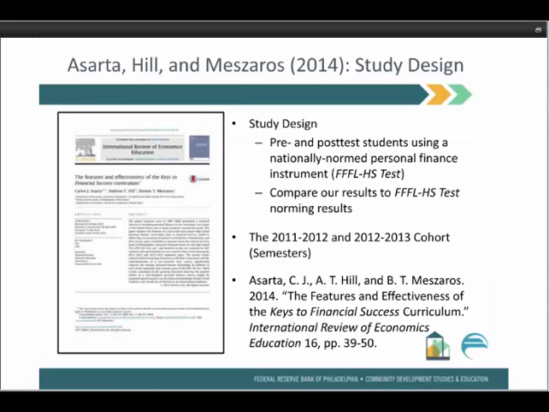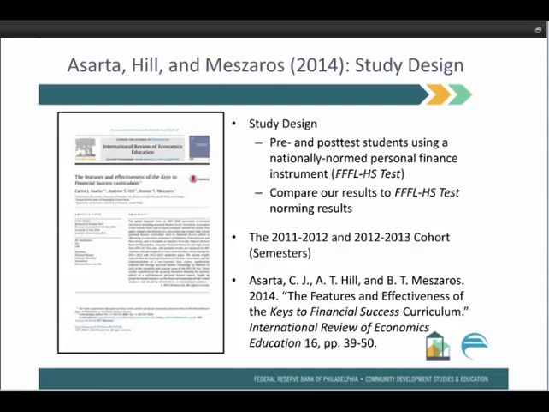Let me talk just briefly again about the study that we've done. You know, there's lots of personal finance resources out there, but they're not all rigorously researched in terms of their effectiveness. We've been very lucky that because we have continuing contact with the teachers who teach this program, we're able to pre and post test the students using the Financial Fitness for Life high school test.